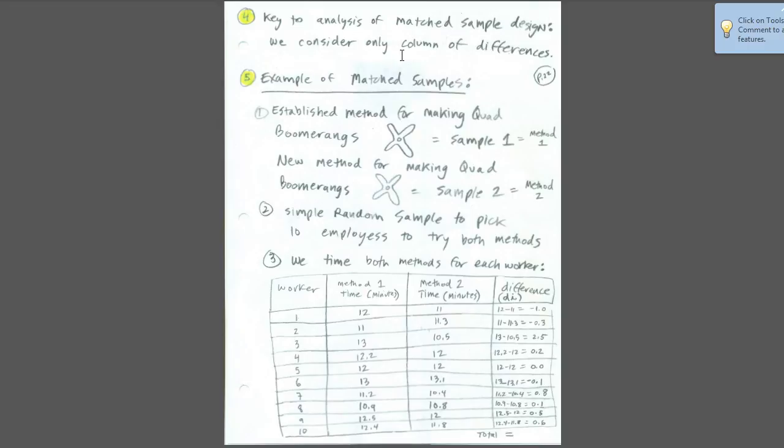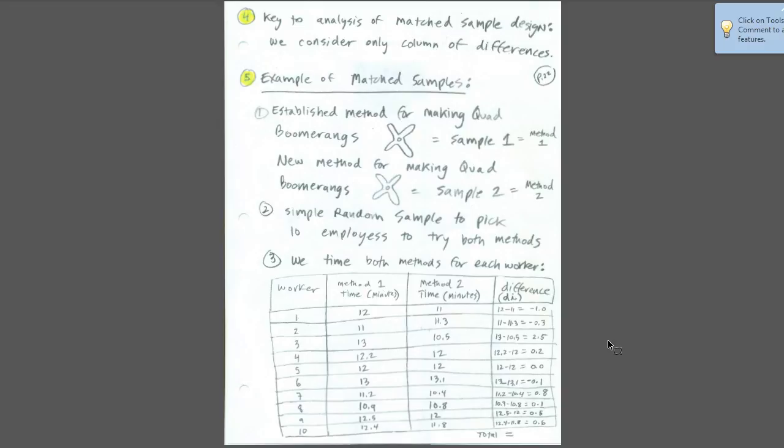Our example of matched samples: we're going to have an established method for making the quad boomerangs. So this is a production method. Sample 1 will be method 1. The new method for making quad boomerangs, that'll be considered sample 2, method 2. We do a simple random sample to pick 10 employees to try both methods. So our workers 1 to 10, we sampled from the whole big pool of workers. Then each one of the 10 workers uses method 1 and we time it. Then they do method 2 and we time it. And we calculate the difference.